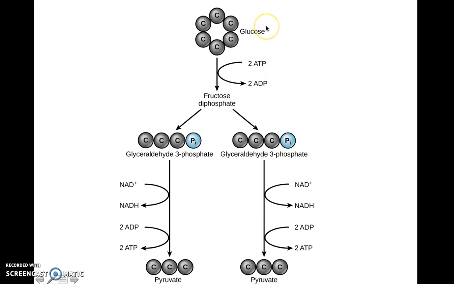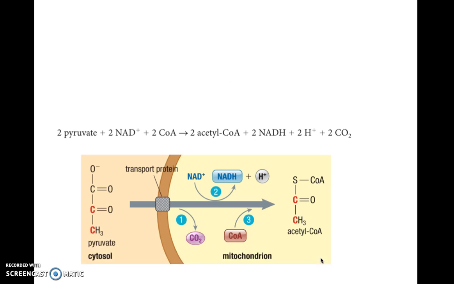So we have a 6-carbon glucose breaking into 2 3-carbon molecules of the phosphate, finally ending with a 3-carbon molecule named pyruvate. So now we're able to go into the next phase, which is pyruvate oxidation.